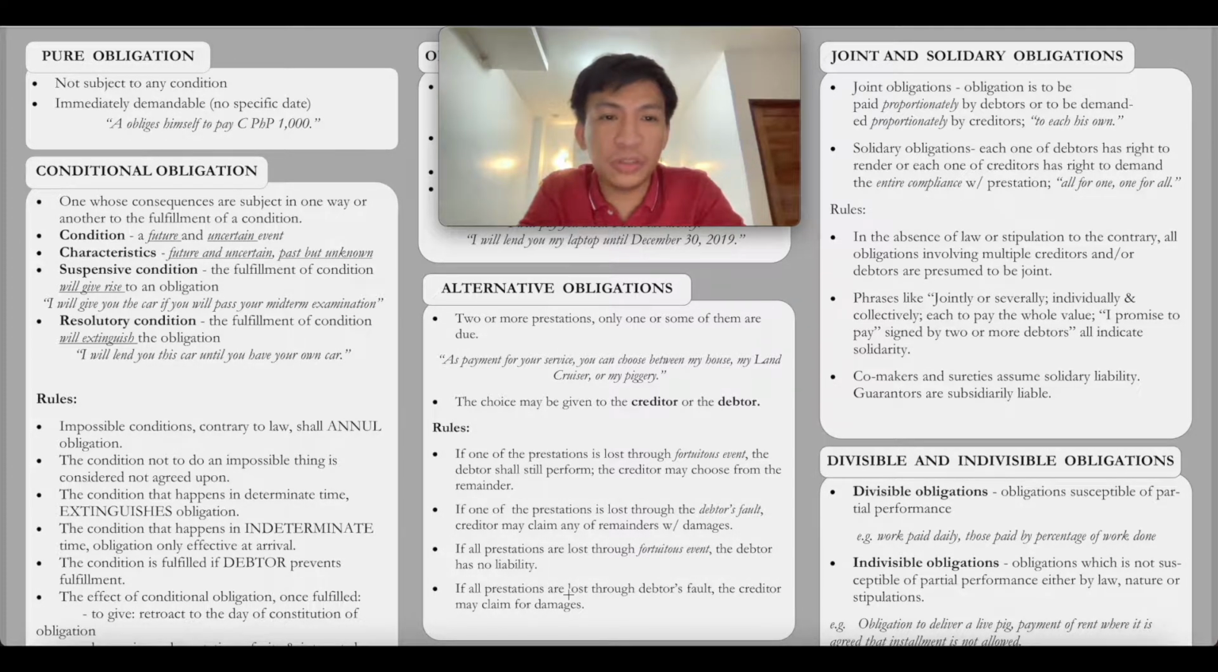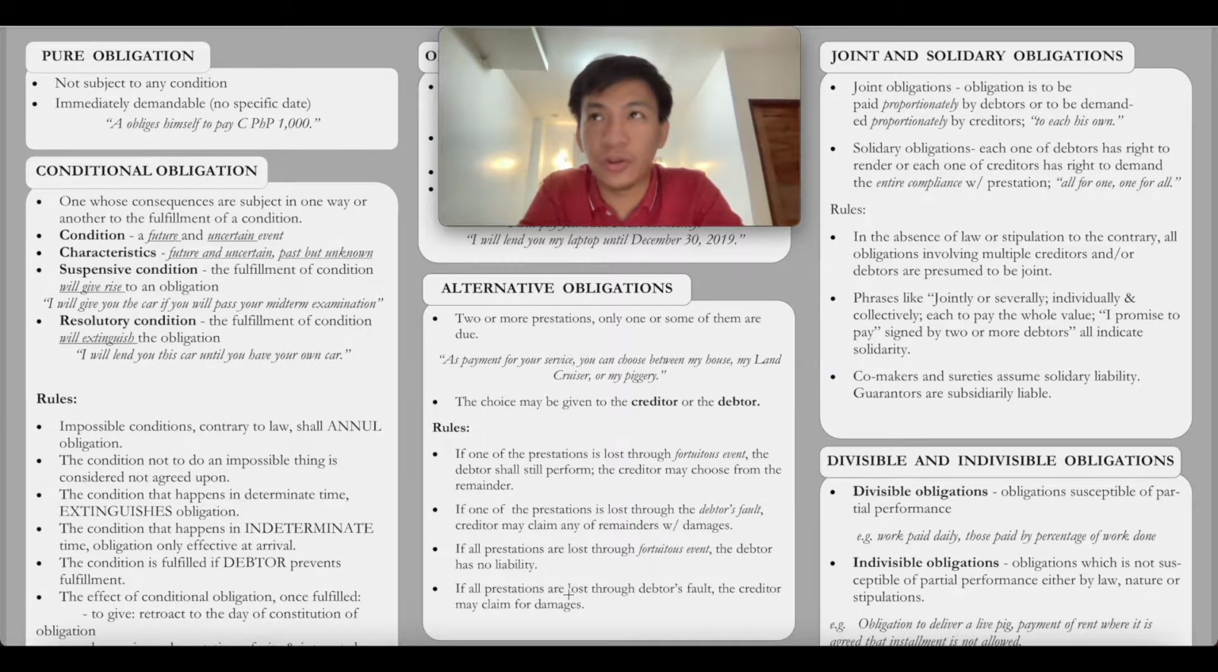So this is often in contrast with what we call conditional obligations. Now, what is a conditional obligation? According dito, a conditional obligation is one whose consequences are subject in one way or another to the fulfillment of a condition. Kumbaga kung kanina yung pure obligation ay wala siyang kakabit na kondisyon in fulfilling the obligation, dito meron. Kumbaga, bago i-fulfill yung obligation, meron munang conditions before doing it.